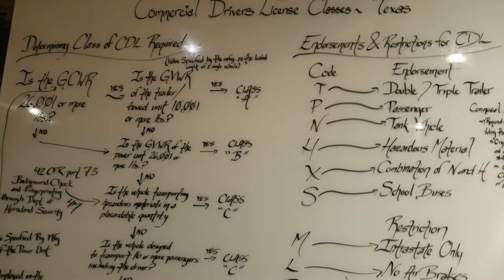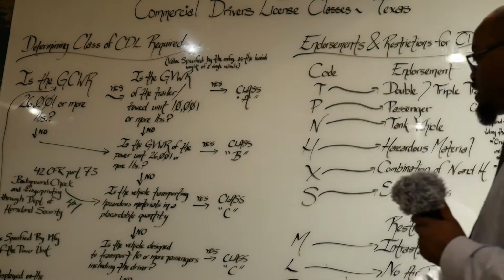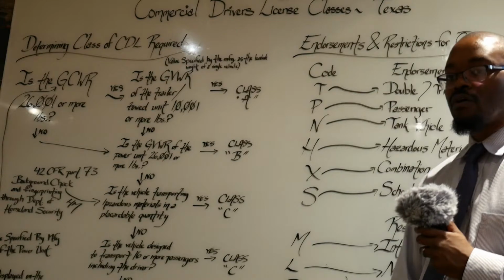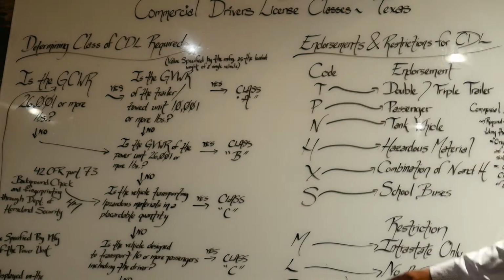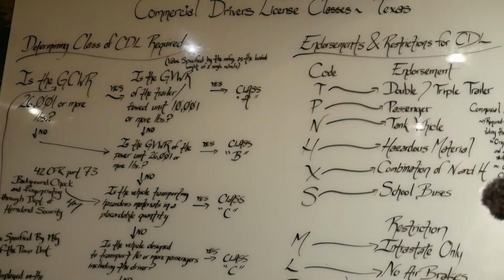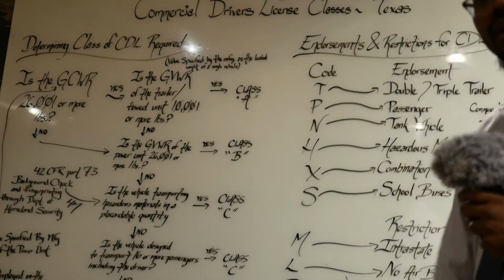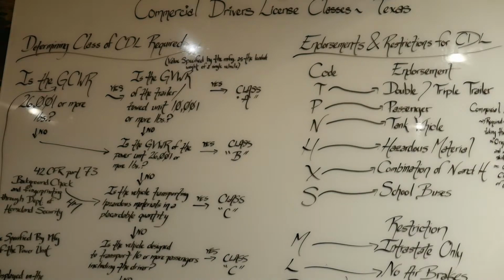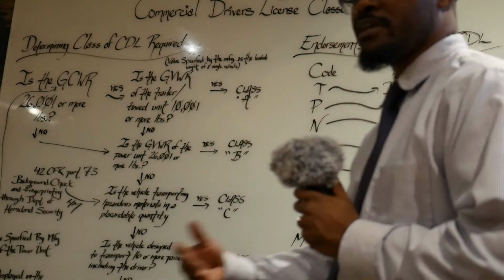The last thing is the restrictions. So if you have an M endorsement or restriction on your CDL, that means you are entitled to drive a commercial motor vehicle intrastate only. If you have an L, that means you have no air brakes. You cannot drive a commercial motor vehicle with air brakes. P is that a licensed CDL operator is in the front seat, pretty much for whatever class that you're going to be in. It may be all classes. It may be just up to Class B. It may be Class C.